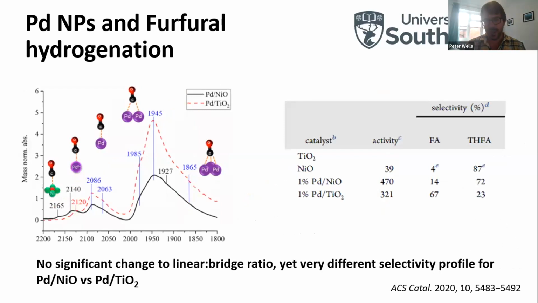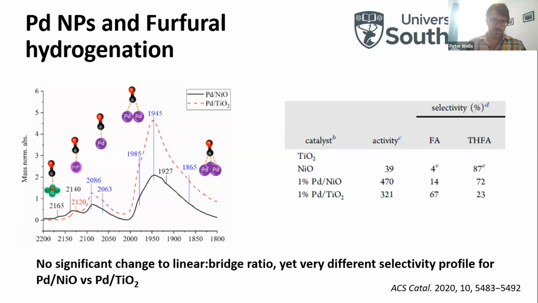On that note about spillover, there's other things you can do with that actually. This is a collaboration with Alberto Villa at the University of Milan. Here we were looking at palladium nickel oxide for furfural hydrogenation. We compared palladium nickel oxide to palladium titania for this reaction. Again, very different selectivity profiles. Palladium on nickel oxide prefers tetrahydrofurfuryl alcohol as a product, but palladium on titania prefers furfuryl alcohol as the product.